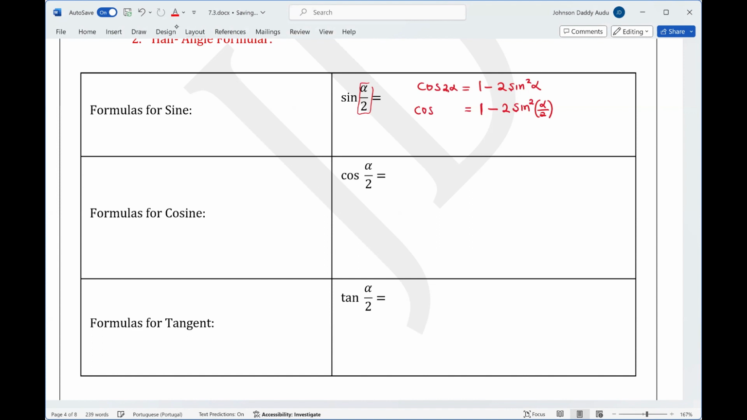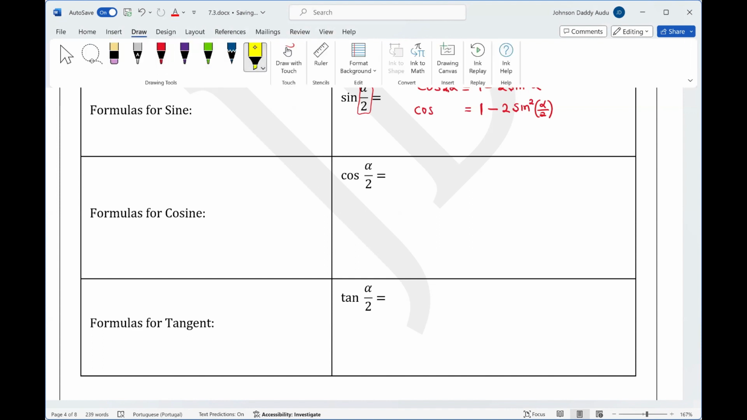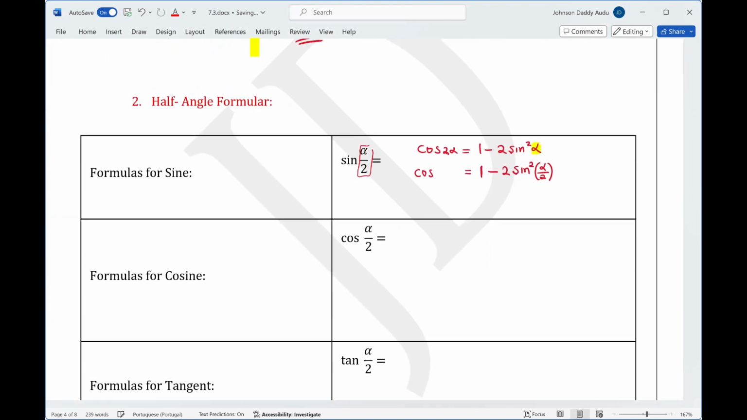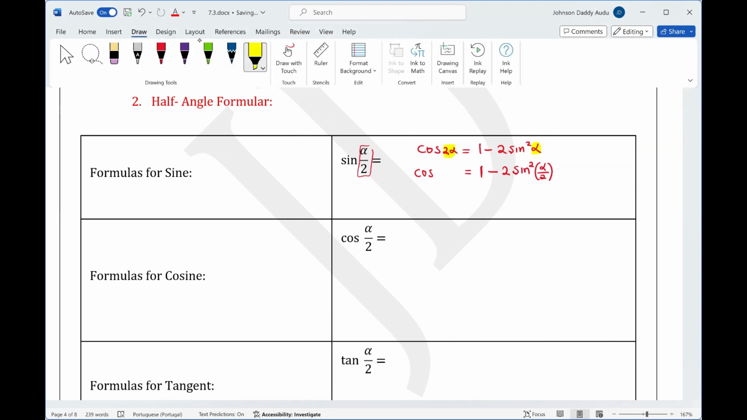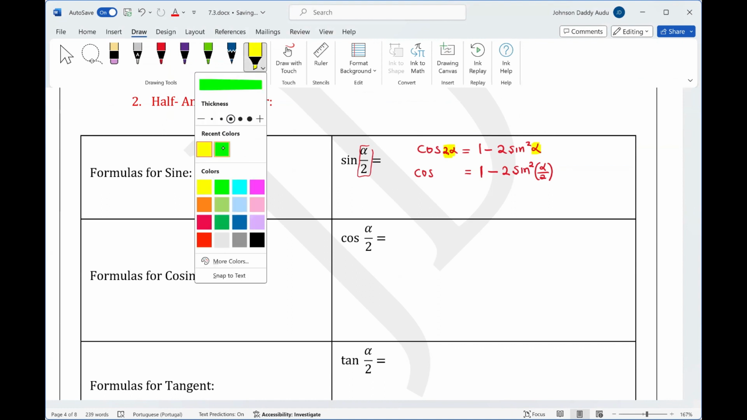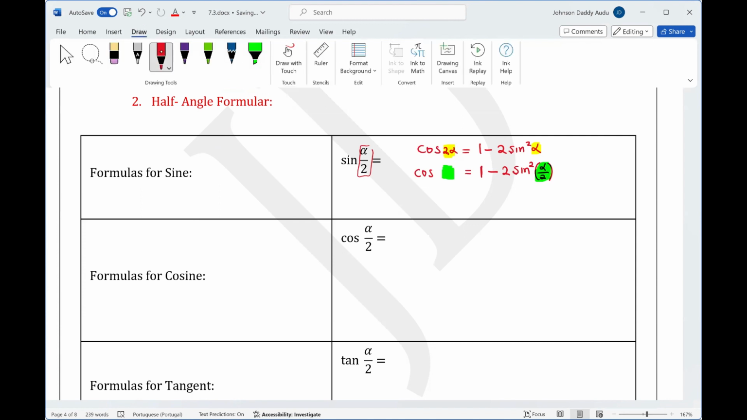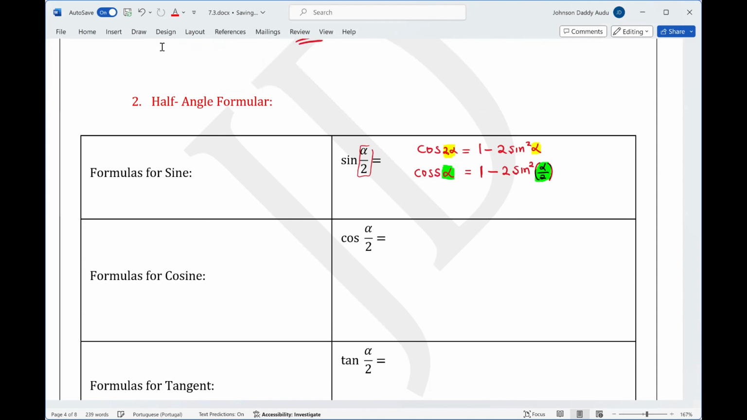because if you look at this here, here we have alpha, here is 2 alpha. So if we change alpha to alpha over 2, then we also need to change the angle here. The angle here is going to change, which is just going to be 2 times alpha over 2. And that will be just alpha. So here is going to be cosine alpha, see?